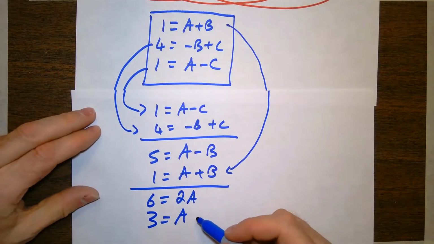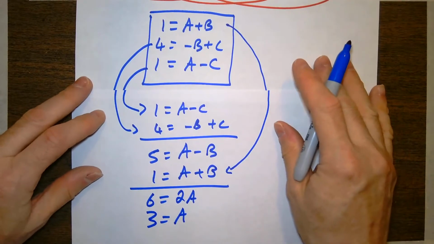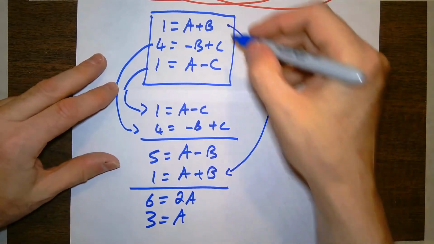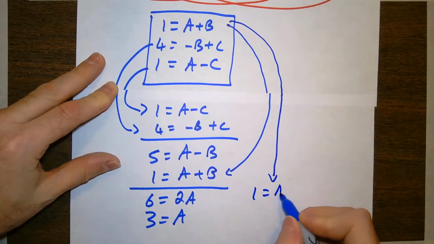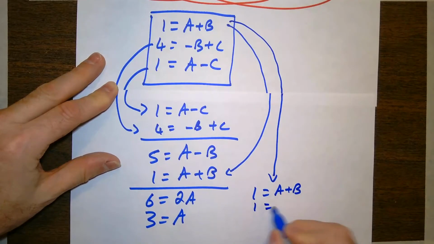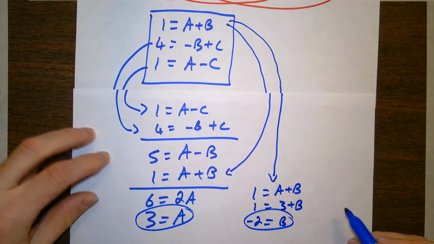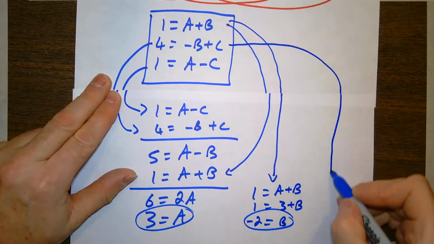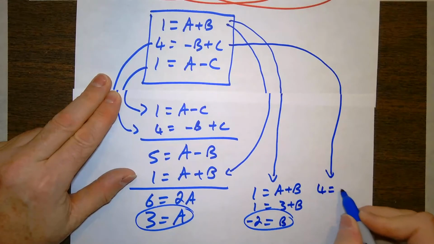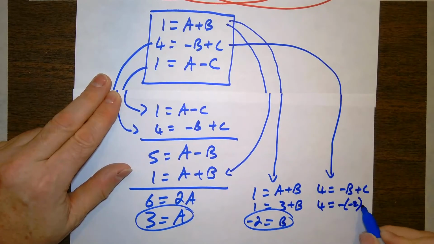Now I need to solve for b. I could use any one of these equations, really. If I use this first equation here, 1 equals a plus b, 1 equals 3 plus b, b equals negative 2. So I've got my a, I've got my b, I need to find c. I can use this equation right here. 4 equals negative b plus c. 4 equals negative 2 plus c.